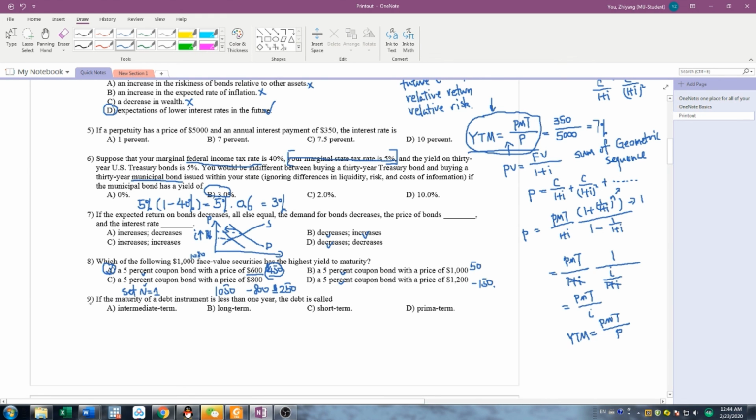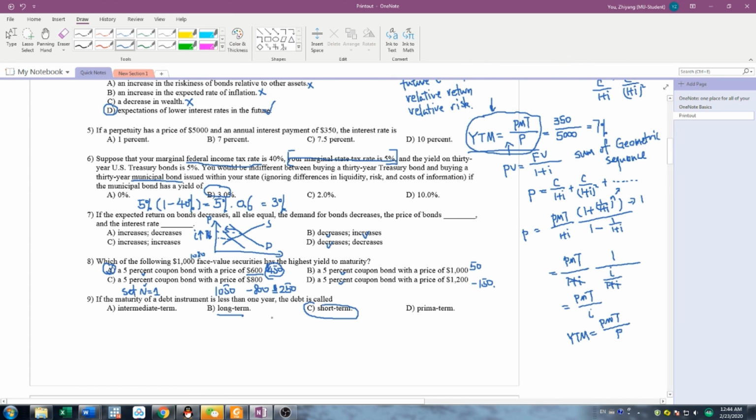Okay. For 9, if the maturity of a debt instrument is less than 1 year, the debt is called short-term debt. If it's longer than 1 year, in general, we call it long-term. I've never heard anything about intermediate term or prime term.